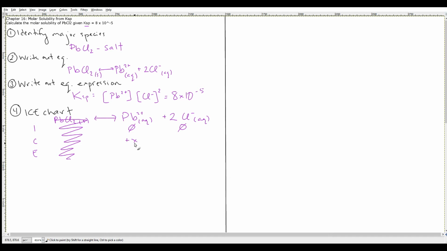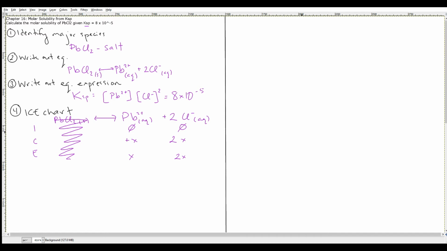When you pick an x, pick something that does not have a coefficient. That way the things that do have coefficients, you just put that coefficient in front of the x. You could do it the other way around, like if I labeled the chloride as x, then I'd have to remember to make my lead be 1/2 x. That's the only trick there.